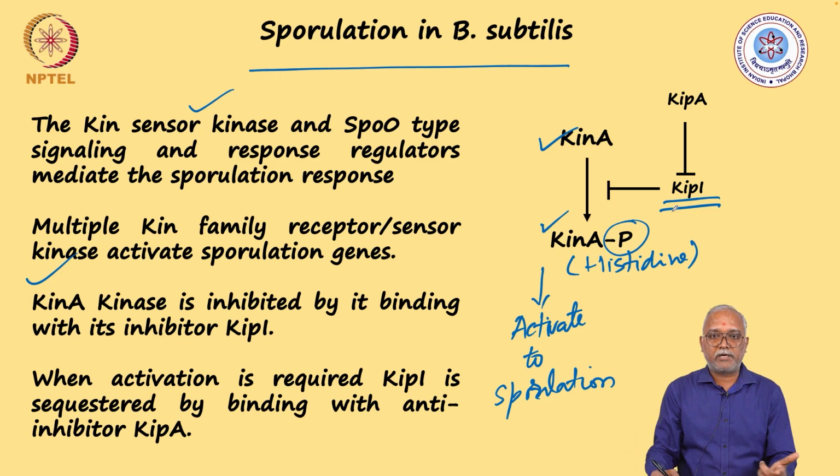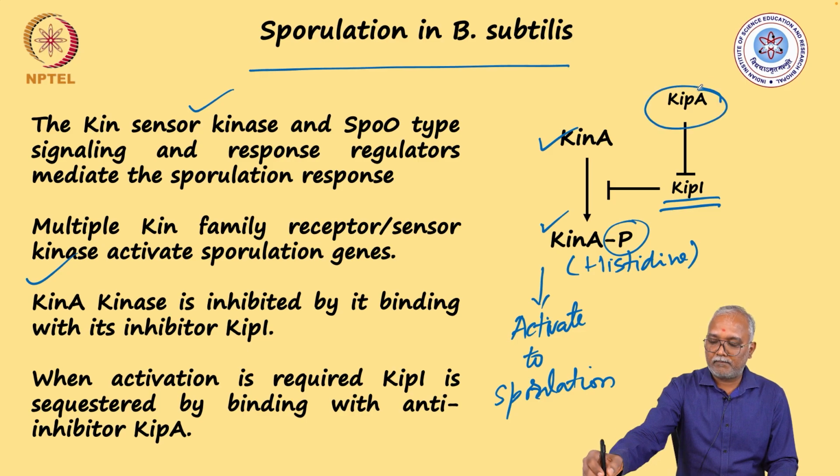How, when this sporulation process has to be activated, what goes on there? Then you have another inhibitor. This is an anti-inhibitor.